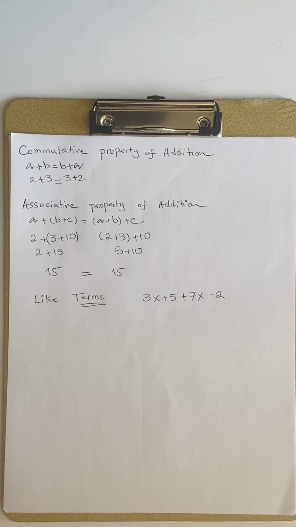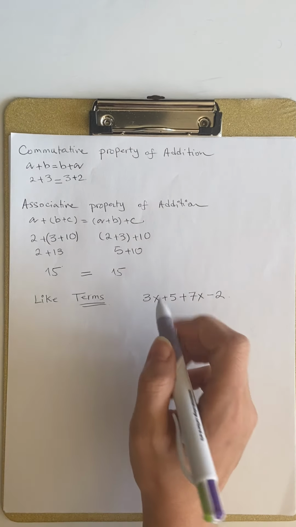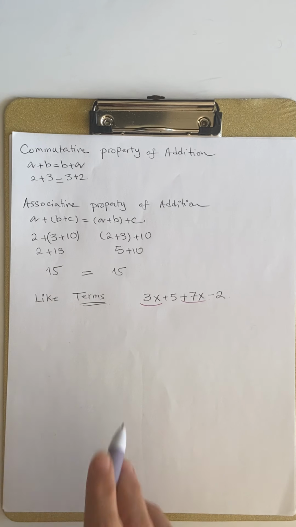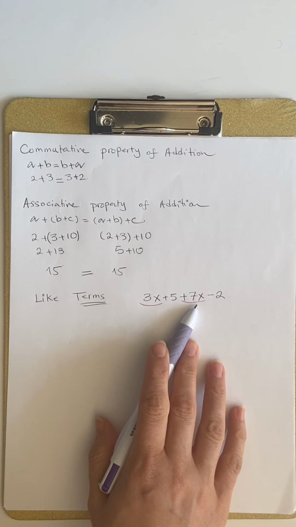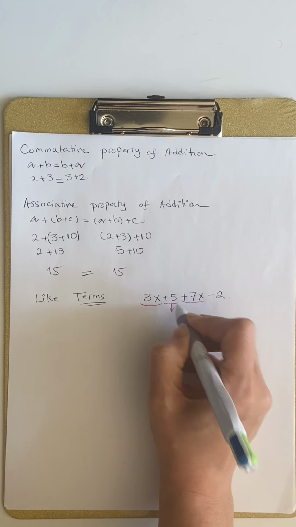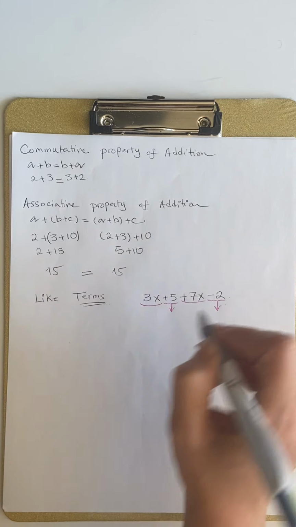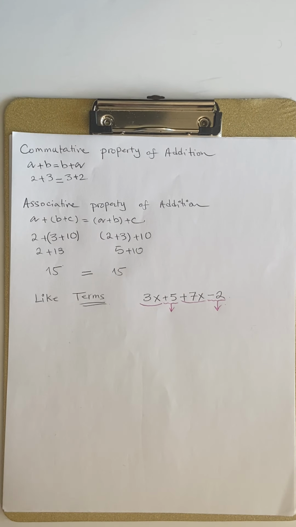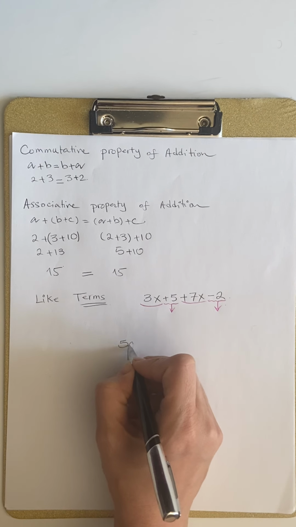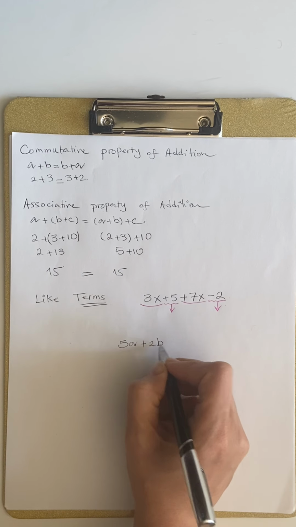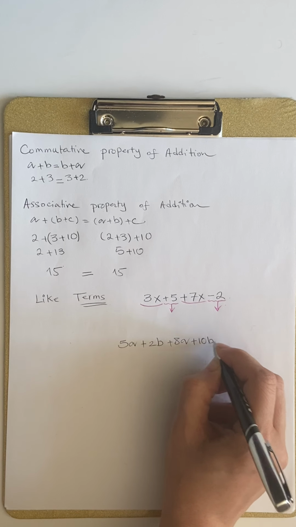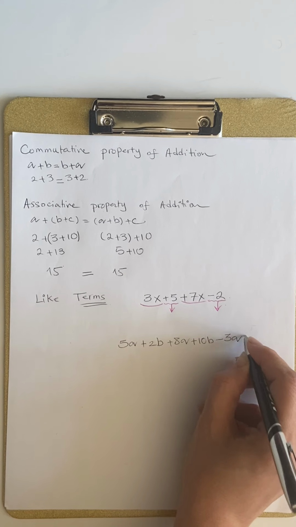What are like terms? Like terms are the terms that have the same variable. 3x and 7x are like terms. And plus 5 and minus 2 are our constants. I'll give you another example. If I have 5a plus 2b plus 8a plus 10b minus 3a.